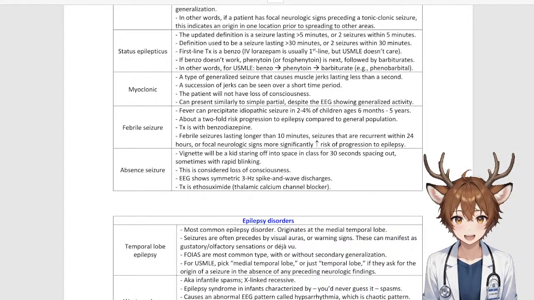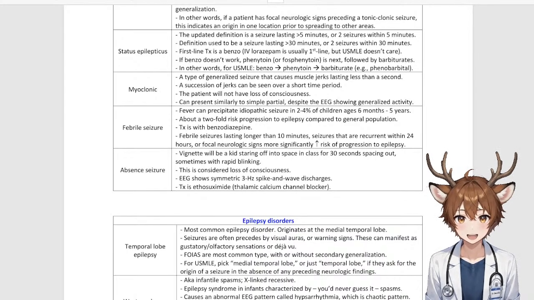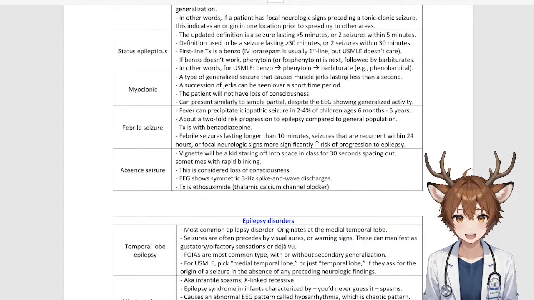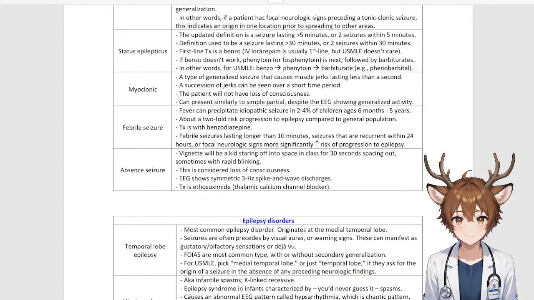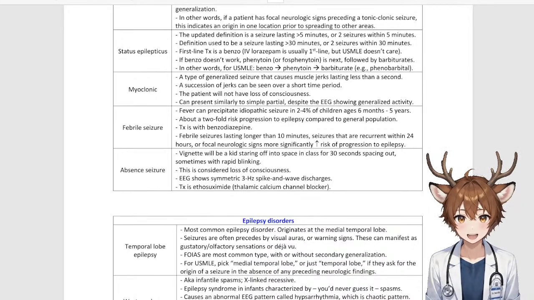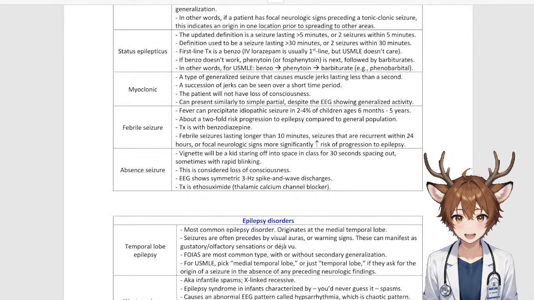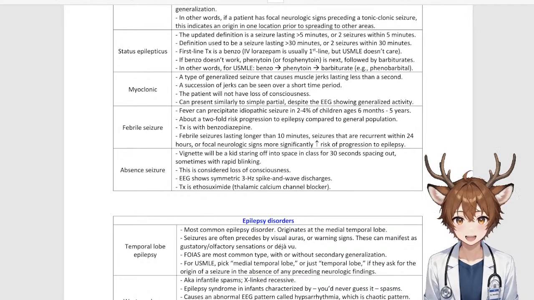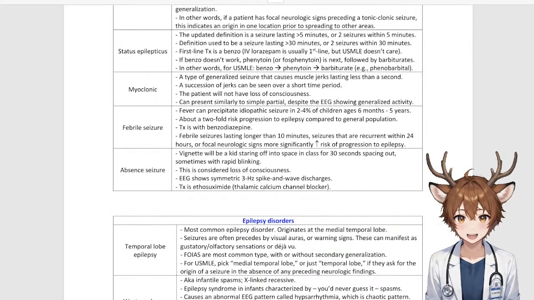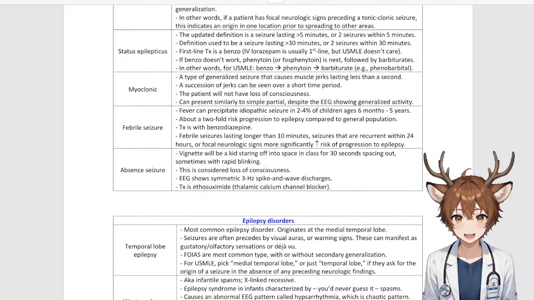Myoclonic, a type of generalized seizure that causes muscle jerks lasting less than a second. A succession of jerks can be seen over a short period of time. The patient will not have a loss of consciousness. It can present similarly to simple partial despite the EEG showing generalized activity.